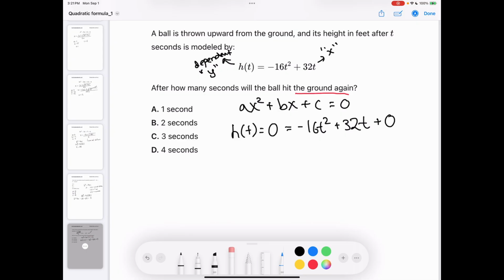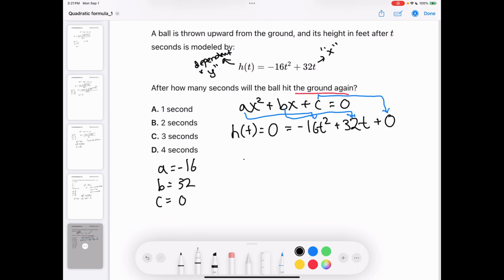Okay, so if you compare, we have that our A is negative 16. Our B is positive 32, and our C is equal to 0. Because remember, our t is acting like our x in this case. So just let me write those down. A is equal to negative 16, B is equal to positive 32, and C is equal to 0.